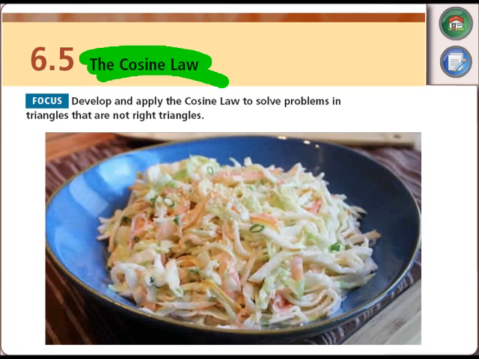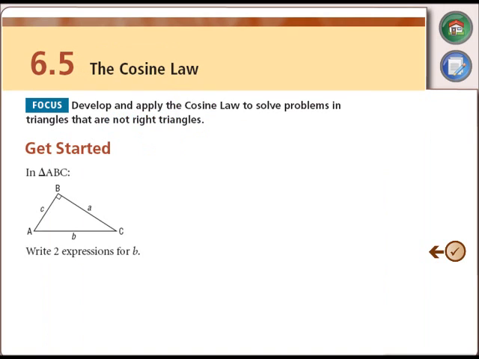So again, we're looking at triangles that don't have right angles. And we are going to be developing and applying the cosine law. Yum, yum. All right, let's look at this first one. Got a triangle there. Hey, we do have a right angle triangle in this first one right there.